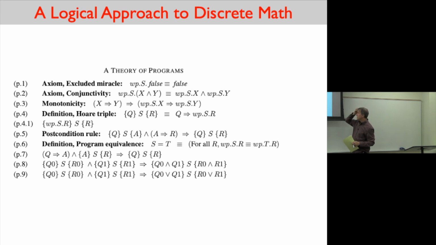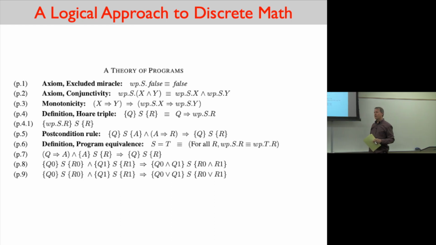So P.6 is the definition of what it means for two programs to be equal. Now, let's go back and review a little bit. Do you remember what it meant for two sets to be equal? We had set equality. All of their elements are the same. For all V, if V is an element of the first, then it's if and only if V is an element of the second, right?